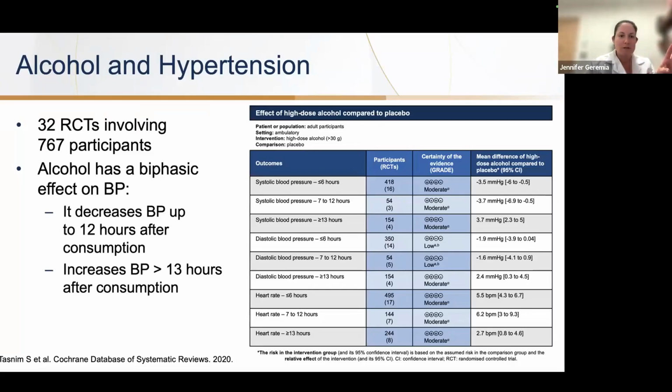in that 767 patients, they saw this relationship between BP. Now, it's not surprising that the BP drops after consumption of alcohol, right? Hence the downer relaxation effect of alcohol. And that's intuitive. But what's interesting is after about 13 hours of consumption, blood pressure starts to go up. And so there seems to be this inverse relationship after that time point.